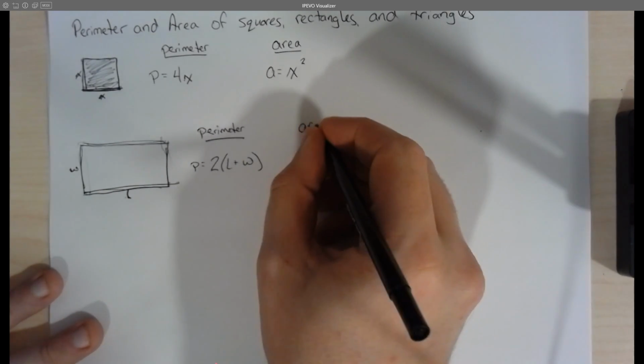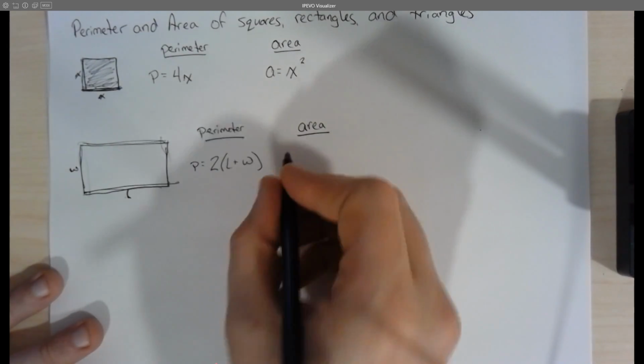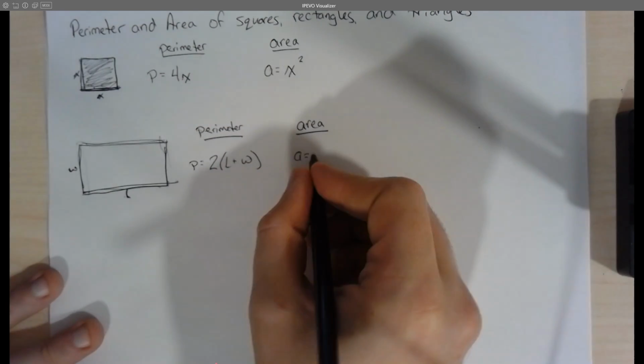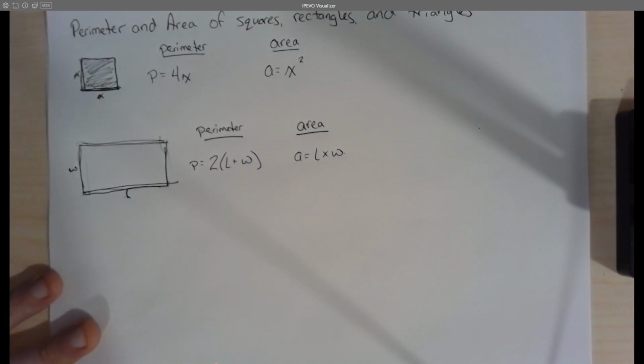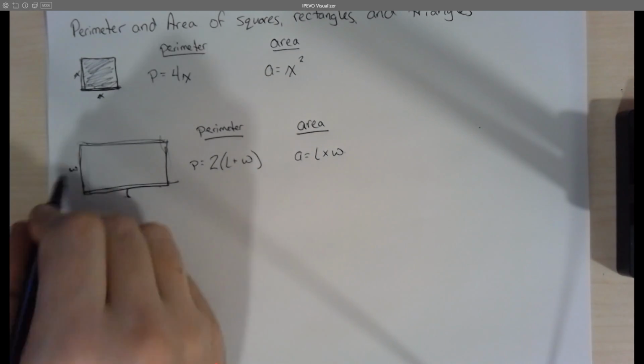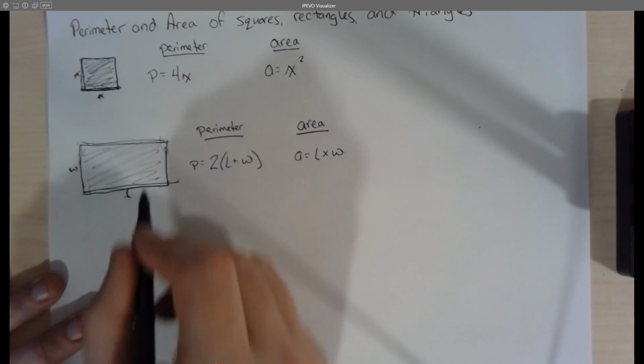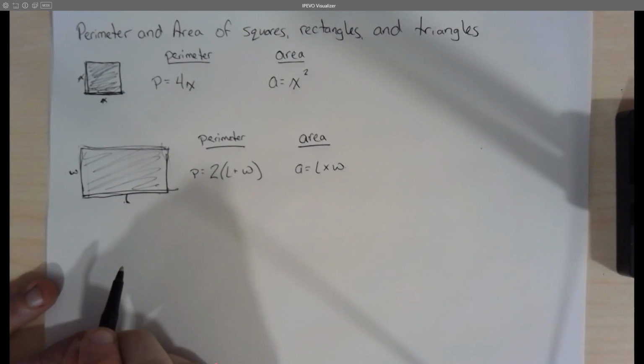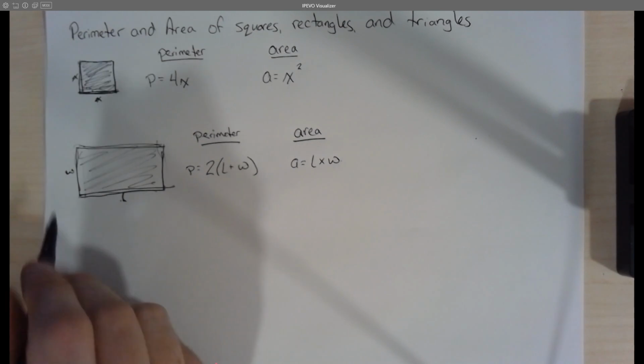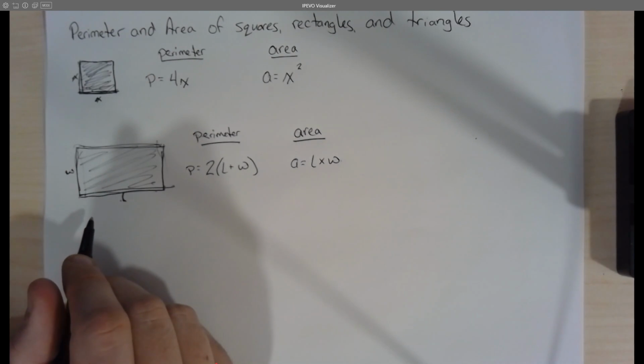The area for a rectangle is simply length times width. So this times this. Length times width would give us the entire inside area of that particular shape. So square and rectangle are pretty similar that way.